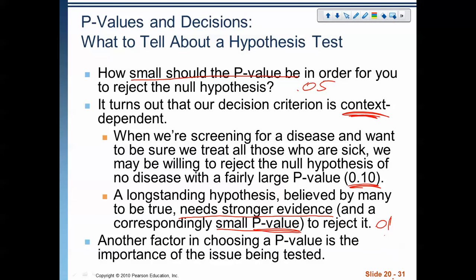Now, in chapter 21, we're going to talk about the consequences of that, in terms of what we call type 1 and type 2 errors. But for now, we're just recognizing that if we make the p-value higher, we will reject more null hypotheses. Therefore, if we want to accept things so that more people get treated, or if it's something that's not that important, like whether the proportion of M&Ms is correct, we may be willing to accept less strong evidence.